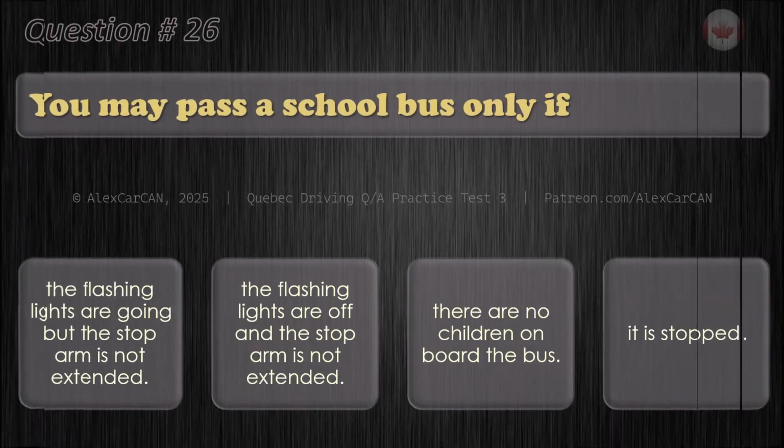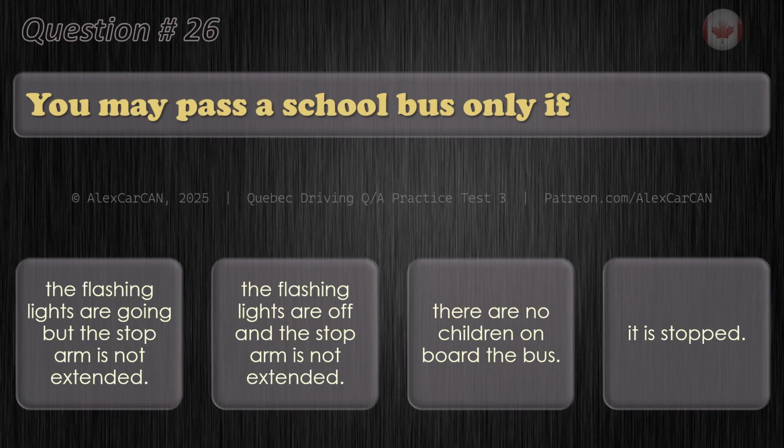Question number 26. You may pass a school bus only if the flashing lights are going but the stop arm is not extended. The flashing lights are off and the stop arm is not extended. There are no children on board the bus. It is stopped. The correct answer is: the flashing lights are off and the stop arm is not extended.